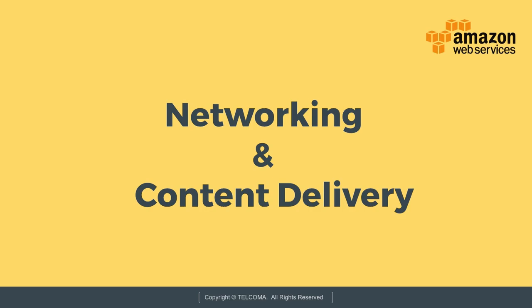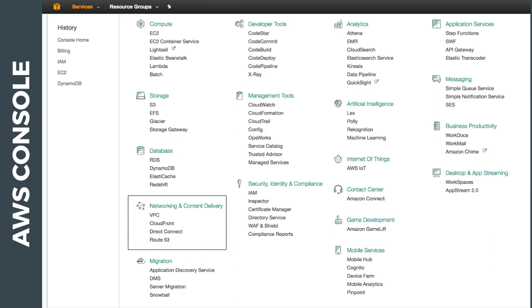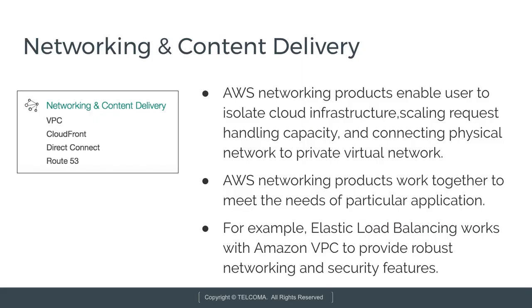Today in our class we are going to discuss this. In the AWS Management Console we have networking and content delivery. Under this we have VPC, CloudFront, Direct Connect and Route 53. Today we are going to discuss what networking and content delivery is.